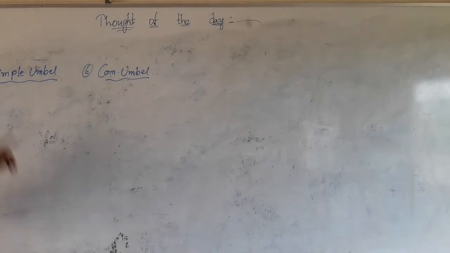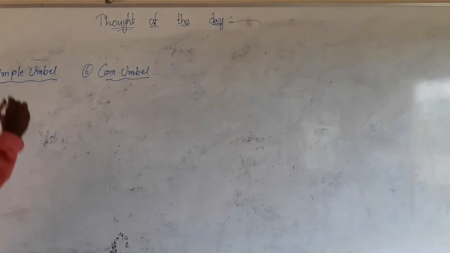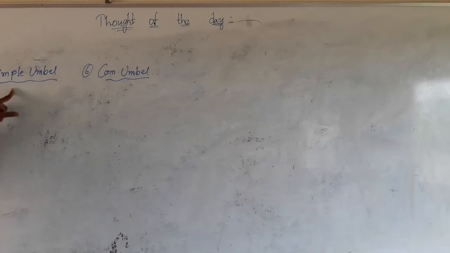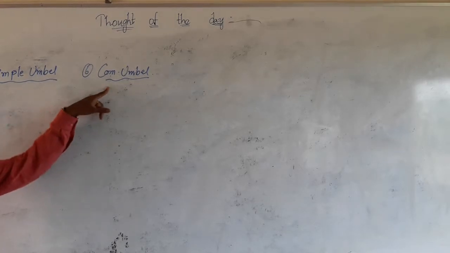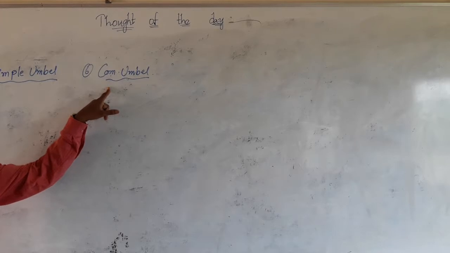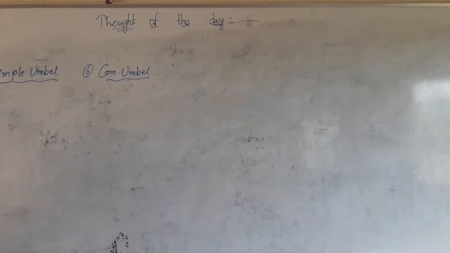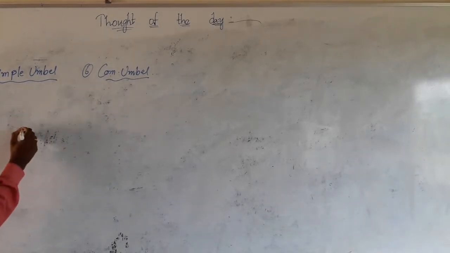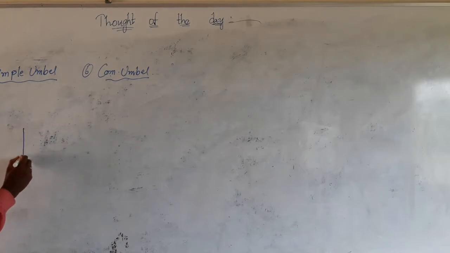Now coming to the 5th inflorescence, this is a simple umbel inflorescence. In this simple umbel inflorescence, the pedicle is unbranched, so this is called simple. If the pedicle is branched, this is called compound. So the pedicle is unbranched. For example, this is the pedicle, an unbranched pedicle.